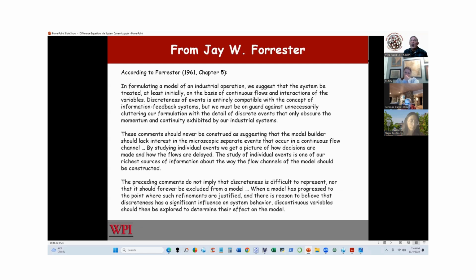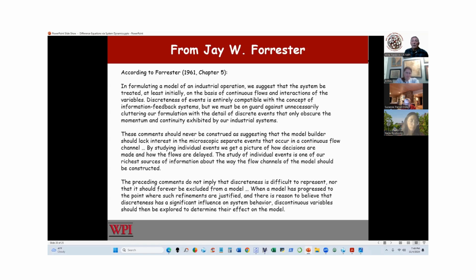Discreteness of events is entirely compatible with the concept of information feedback systems, but we must be on guard against unnecessarily cluttering our formulation with the detail of discrete events that only obscure the momentum and continuity exhibited by our industrial systems. These comments should never be construed as suggesting that the model builder should lack interest in the microscopic separate events that occur in a continuous flow channel.